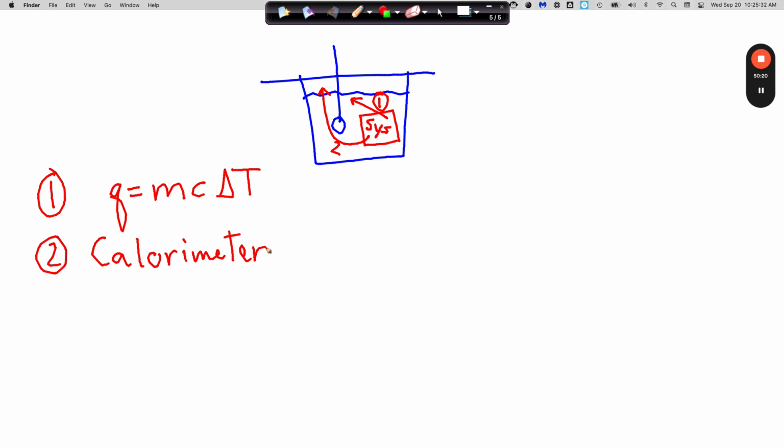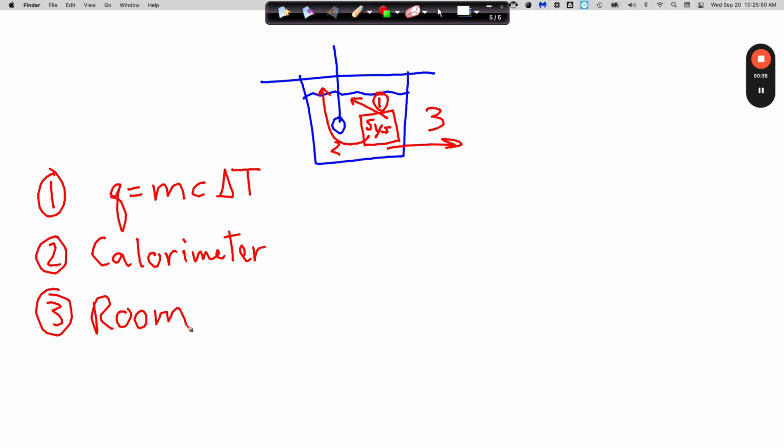But guys, that's not the end of the story. Where else does the energy go? The air. Into the room. We're going to call that energy change 3, and we're just going to call it the energy that's lost to the room.